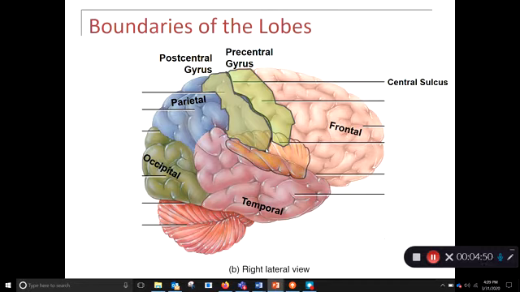Another landmark that divides the frontal lobe from the temporal and parietal lobe quite nicely is this lateral cerebral sulcus. It's kind of deep. It almost could have been called a fissure, but not quite. It is your lateral cerebral sulcus. It divides your frontal lobe from your parietal lobe.